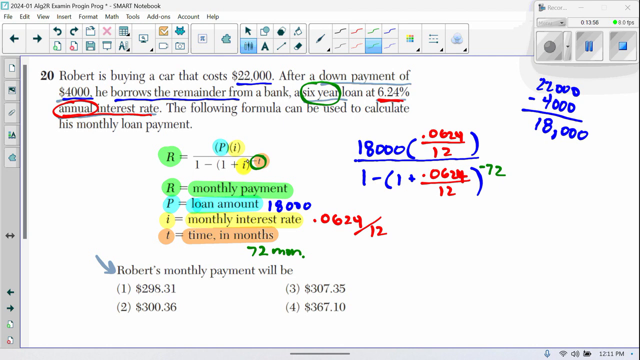Okay? So what was the trick? This right here is where we might get tripped up. You also got to know, read the problem. You're not borrowing 22,000. That's how much it was. He put 4,000 down. So the borrow was 18,000. Okay, those I think are the two.